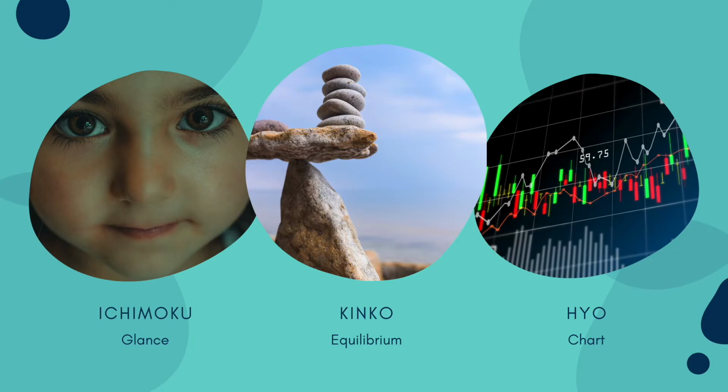Ichimoku Kinko Hyo translates to one glance equilibrium chart. Ichimoku means glance, Kinko means equilibrium, and Hyo means chart. One glance at the Ichimoku chart will give you an immediate understanding of the sentiment based on where prices are in relation to the Ichimoku elements.